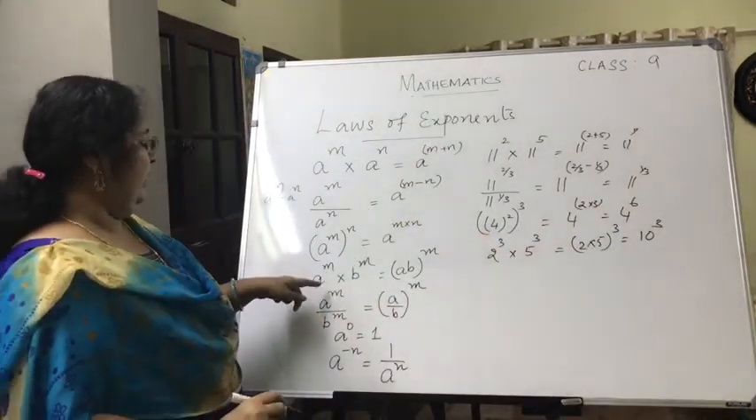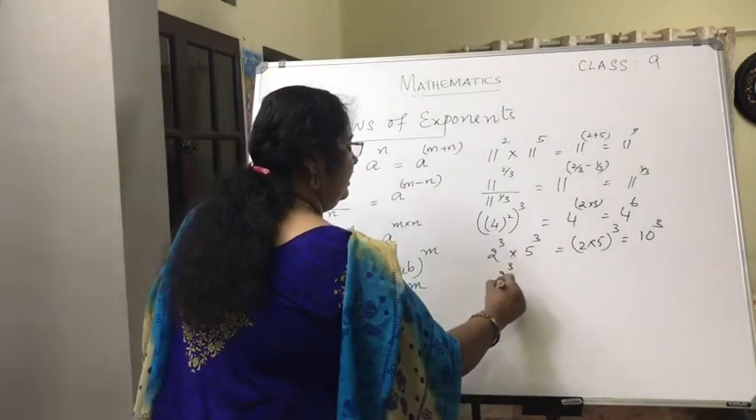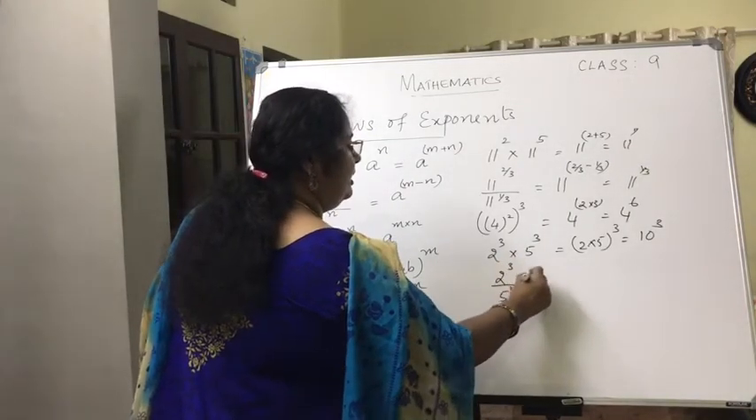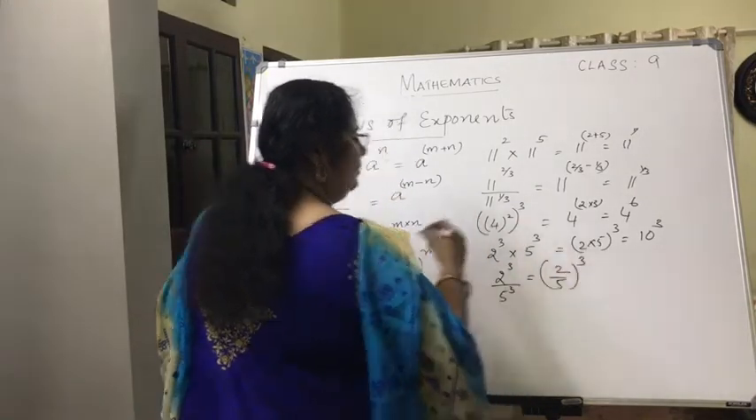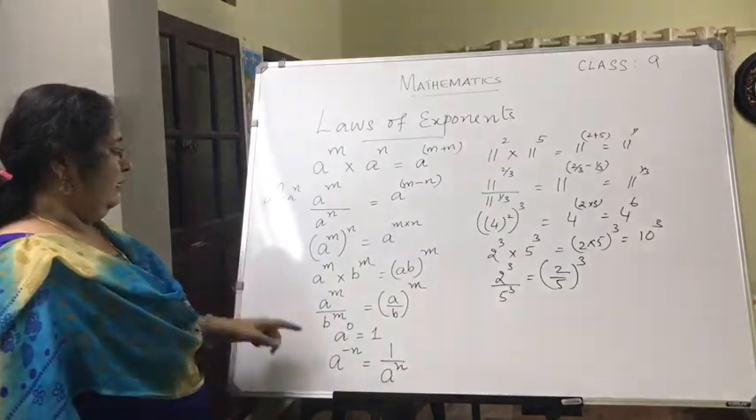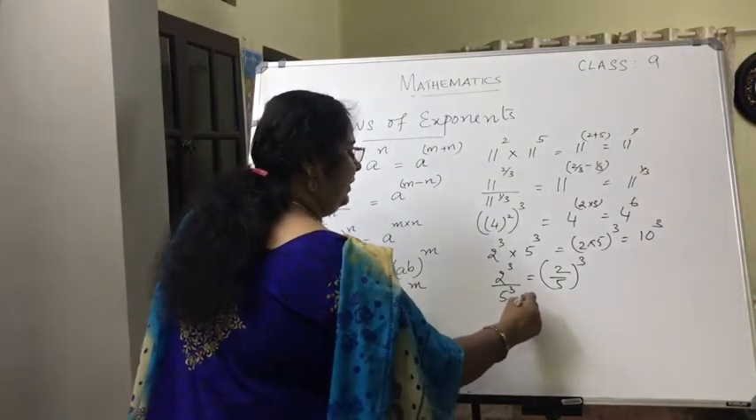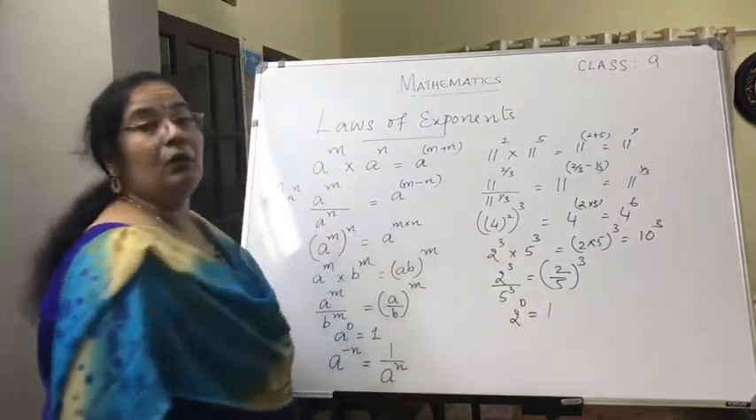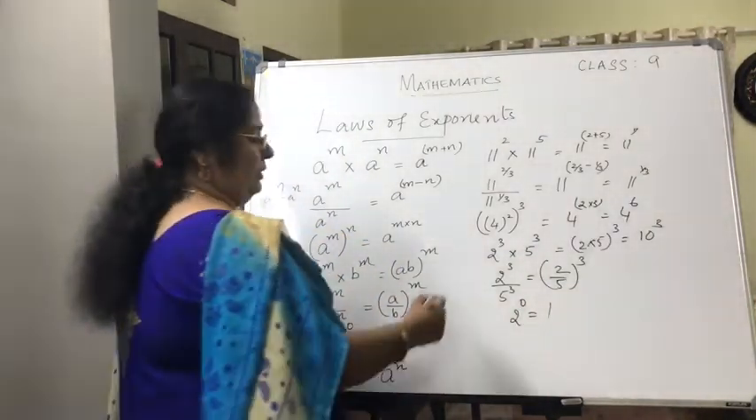Now same way here, a raised to m by b raised to m. Suppose it is 2 raised to 3 divided by 5 raised to 3. This will be equal to 2 by 5 the whole raised to 3. Now a raised to 0 equals 1. 2 raised to 0, any number raised to 0 is 1. Now a raised to minus n equals 1 by a raised to n.